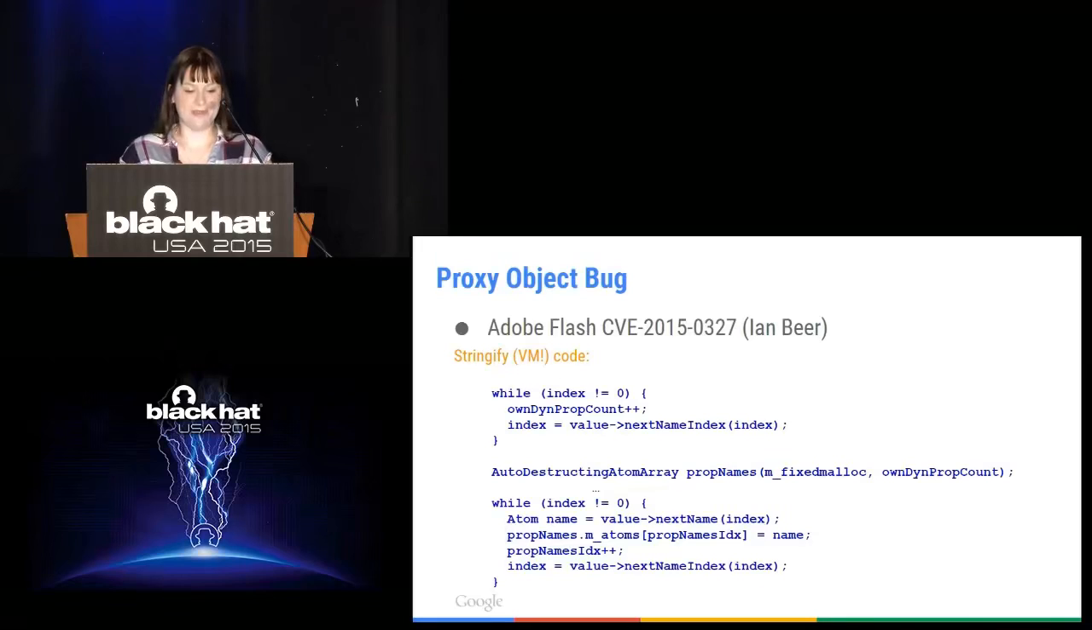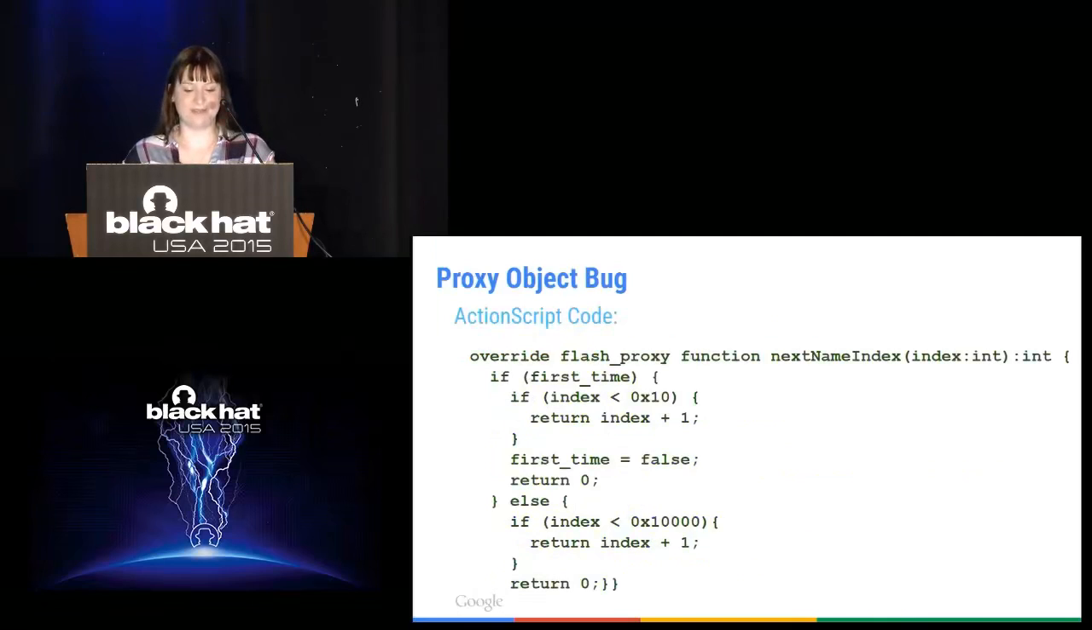So I've got an example of a bug in Flash here. This was found by Ian Beer. And this was actually in the open source components of Flash. So I have the VM code. Starting with the VM code of this stringify function, what it does is it takes an object in ActionScript and it enumerates over it to figure out how many fields it has, how many properties it has. And then it allocates an array based on that number of properties, and then it enumerates again and copies them into the array. But what it doesn't account for is what if this is a proxy object?